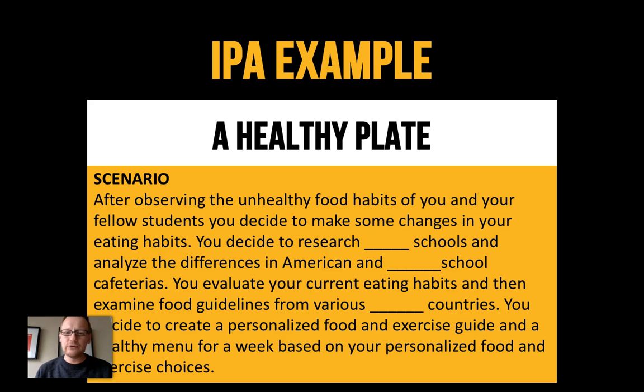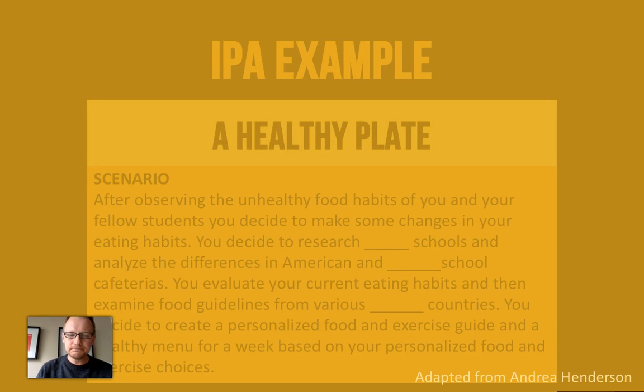You decide to research target language schools and analyze the differences in American and target language school cafeterias. You evaluate your current eating habits, and then you examine food guidelines from various countries. You decide to create a personalized food and exercise guide and a healthy menu for a week based on your personalized food and exercise choices. So certainly this is an IPA model that can happen at level 1 or level 2 in the beginning stages of language development. So what would that look like then?